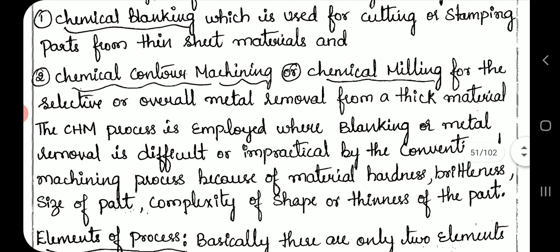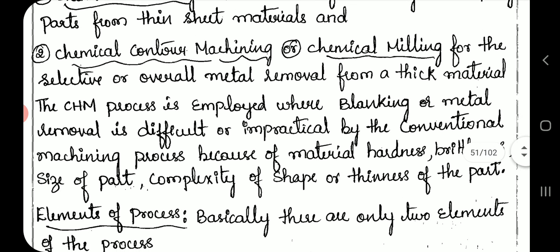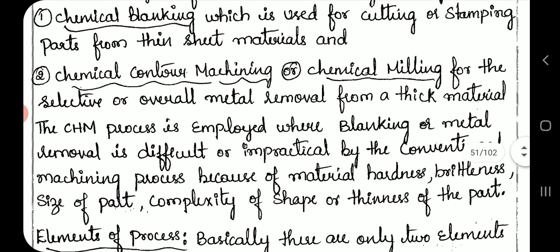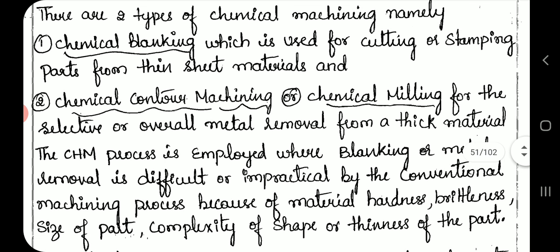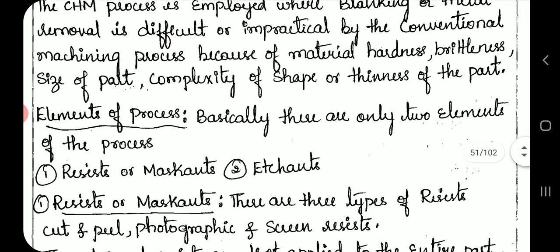The chemical machining process is employed where blanking or metal removal is difficult or impractical by the conventional machining process because of material hardness, brittleness, size of part, complexity of shape, or thinness of the part.